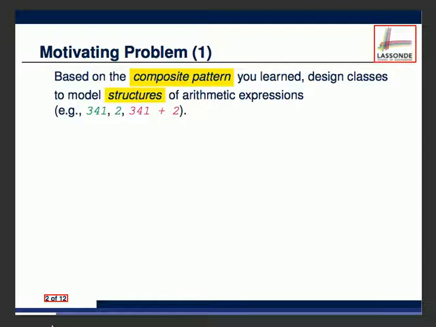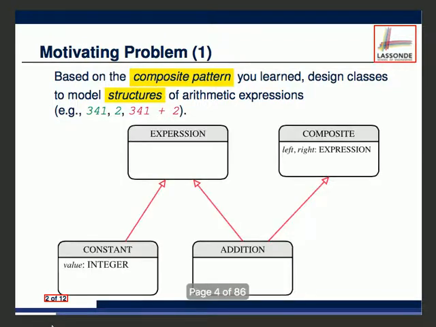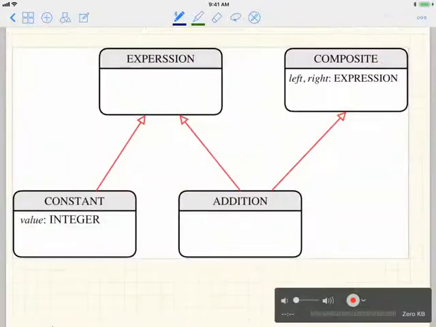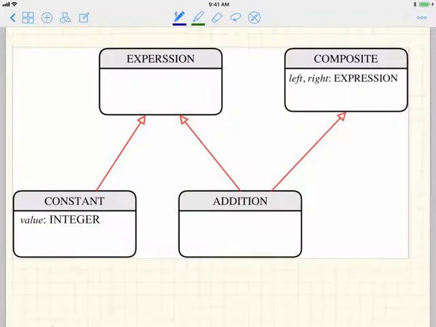So basically what we need is one class that represents the base component over here, like a 341 or 2. Let's call it constant. Okay? And we got another one called addition. The addition class is like a composite. So now we also need another one called expression, which will be on the top. And also we got a composite class as we learned before. So this is what you have. Okay? And let me switch to iPad. Okay? So that's the composite pattern you have.